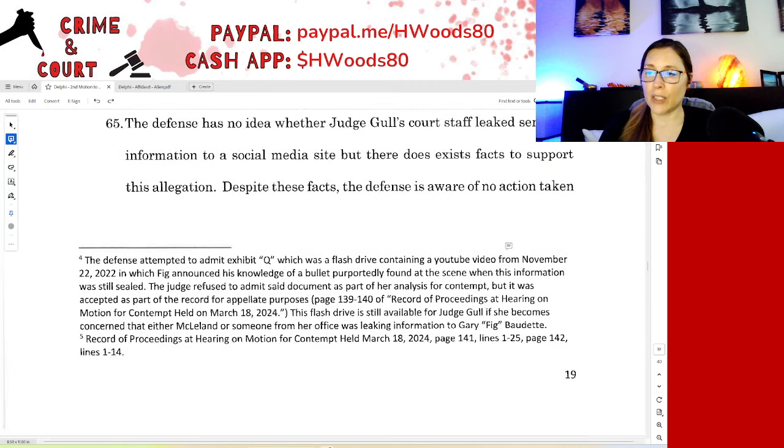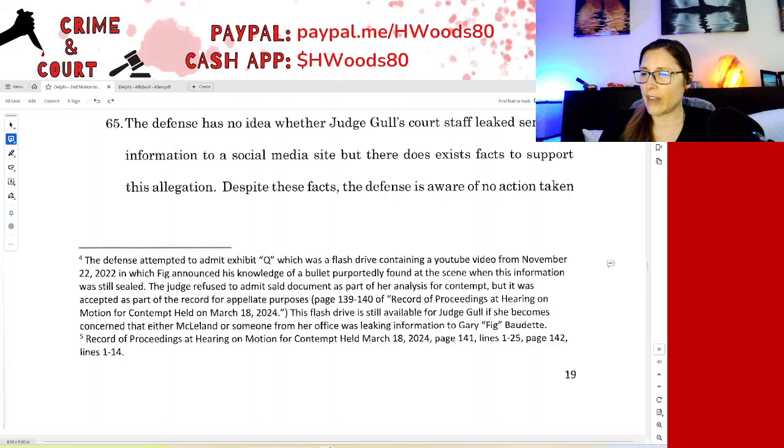The defense attempted to admit Exhibit Q, which was a flash drive containing a YouTube video from November 22nd, 2022, in which Fig announced his knowledge of a bullet reportedly found at the scene when this information was still sealed. So he's reporting on evidence that no one knew about yet. The judge refused to admit said document as part of her analysis for contempt, but it was accepted as part of the record for appellate purposes.